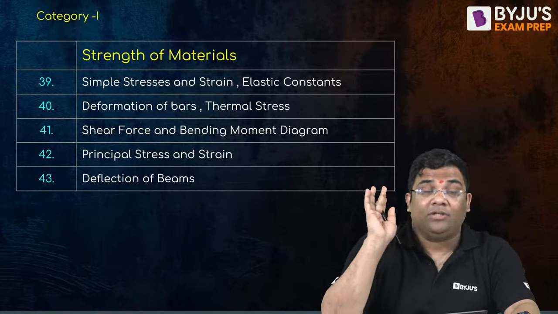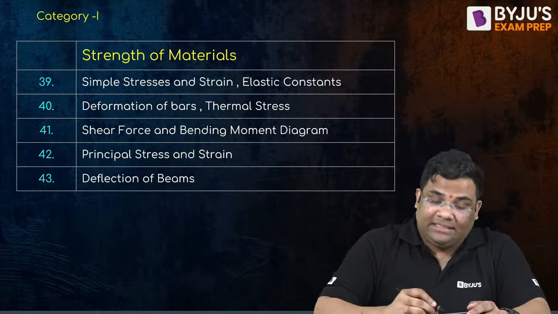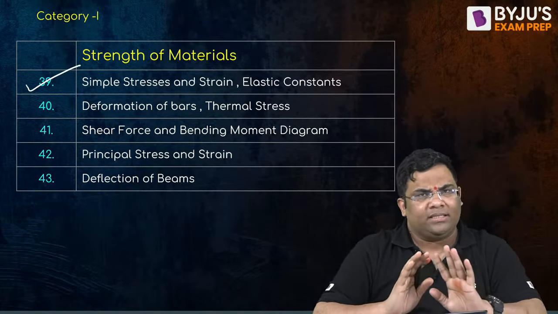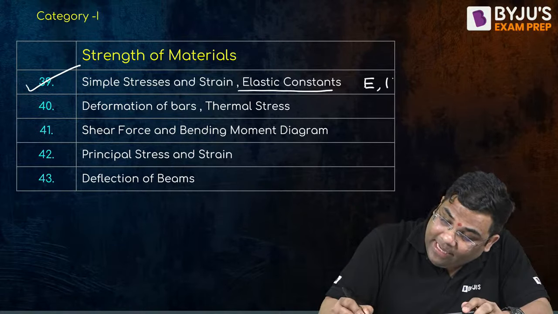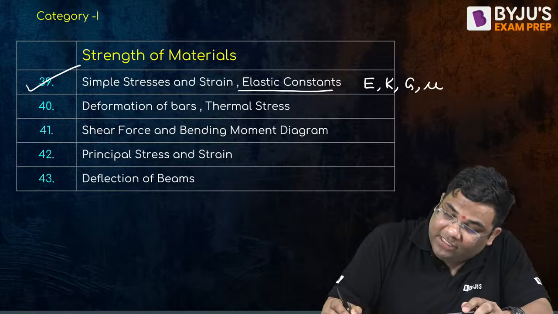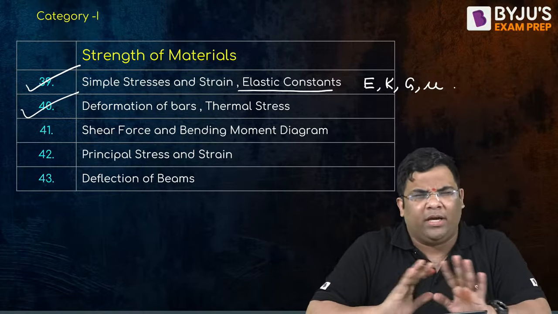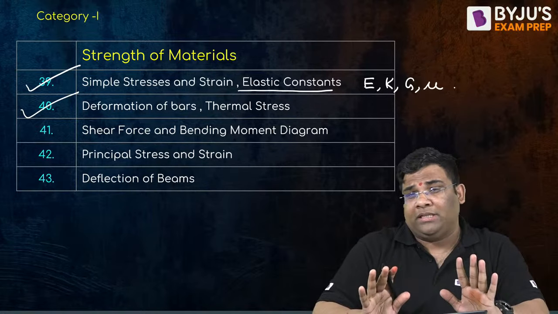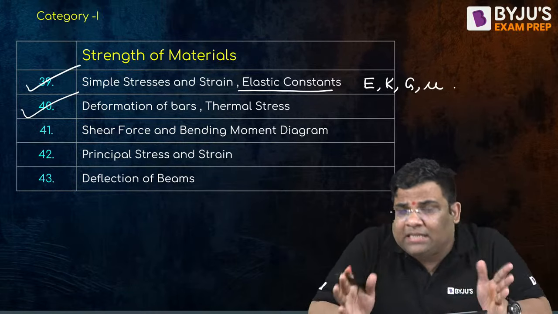In strength of material, first complete simple stresses and strain. The simple relationships, elastic constants E, K, G, mu, and the relationships. Deformation of bars, very important, and thermal stresses, very important. A lot of questions have been asked from deformation of bars and thermal stresses in the last 10 years.